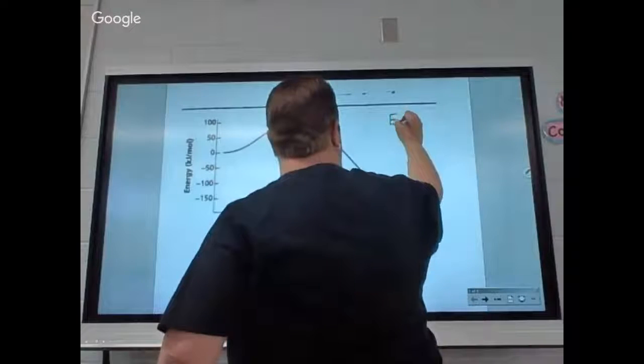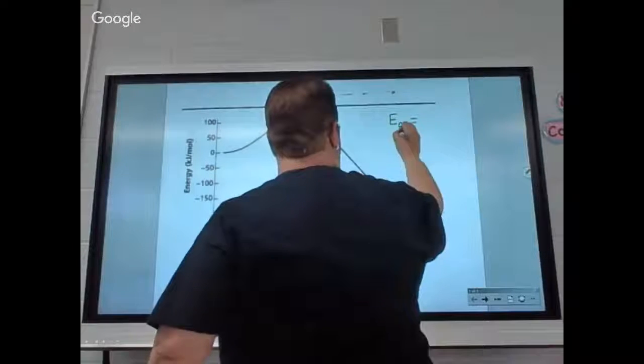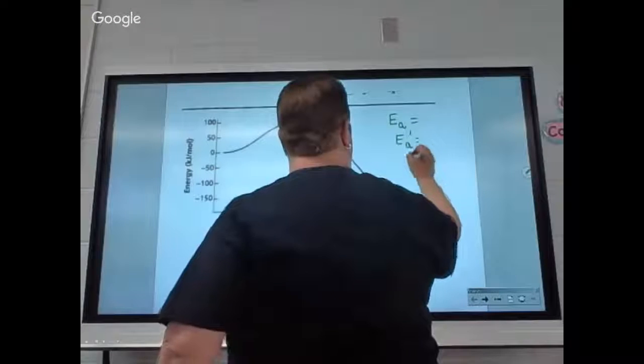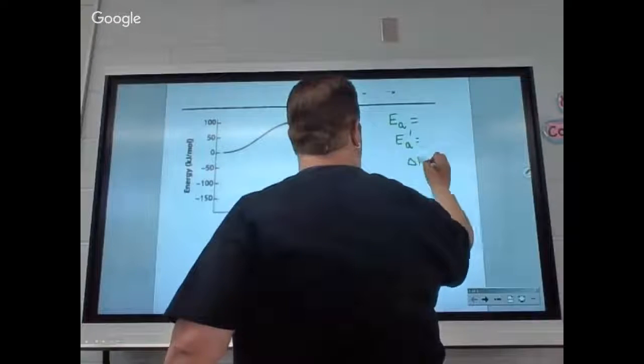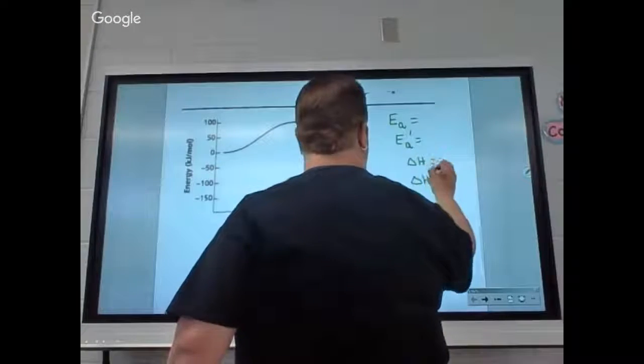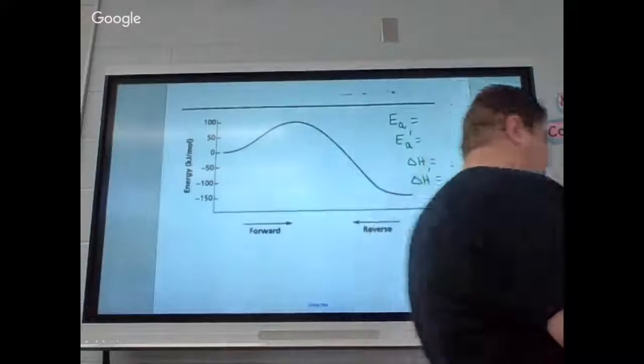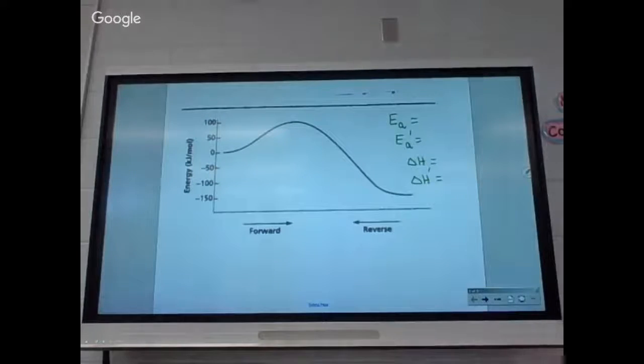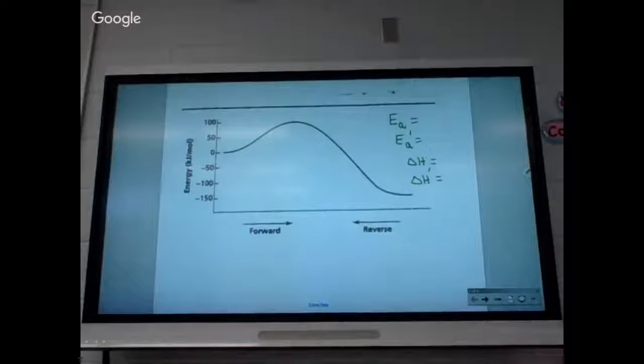All right, so Ea, Ea reverse, delta H, and delta H reverse is what you got to be able to find, because I'll ask for any of those four. So, how do we find activation energy? Well, the first thing you got to be able to find is the reactants and the products. Where are the reactants at? What number? 0. They're at 0.